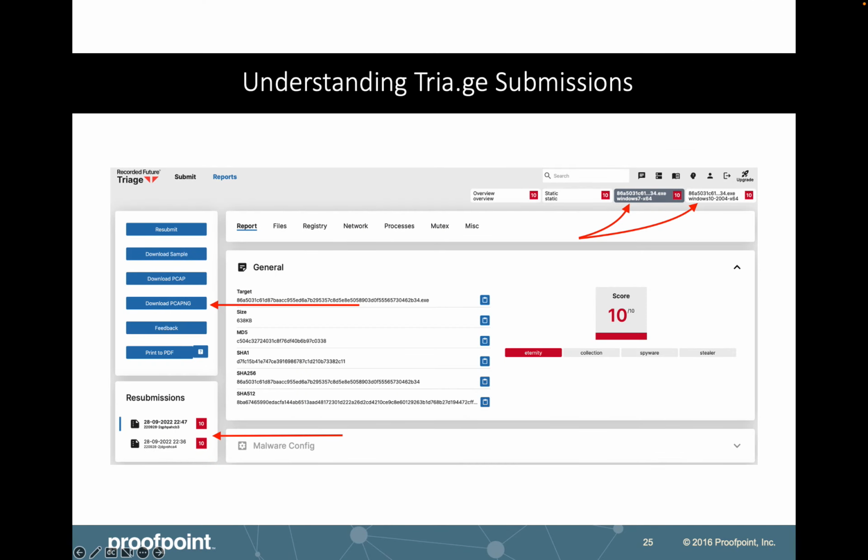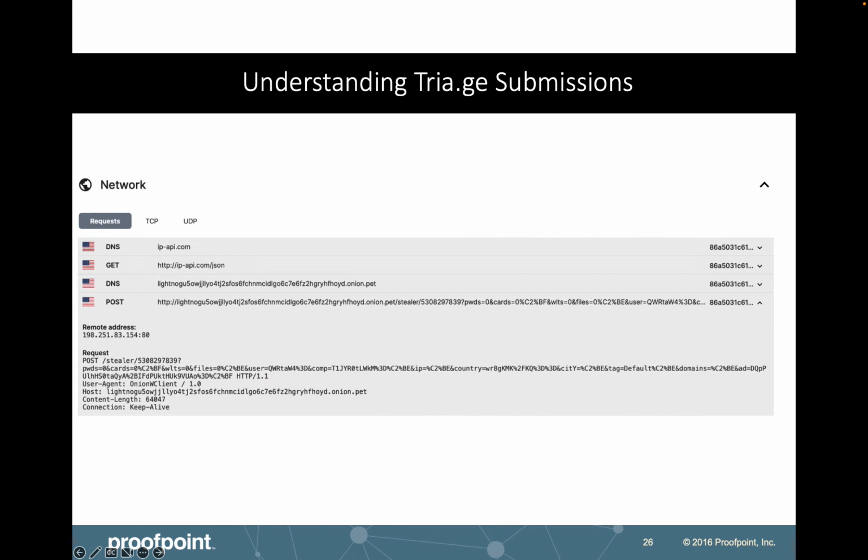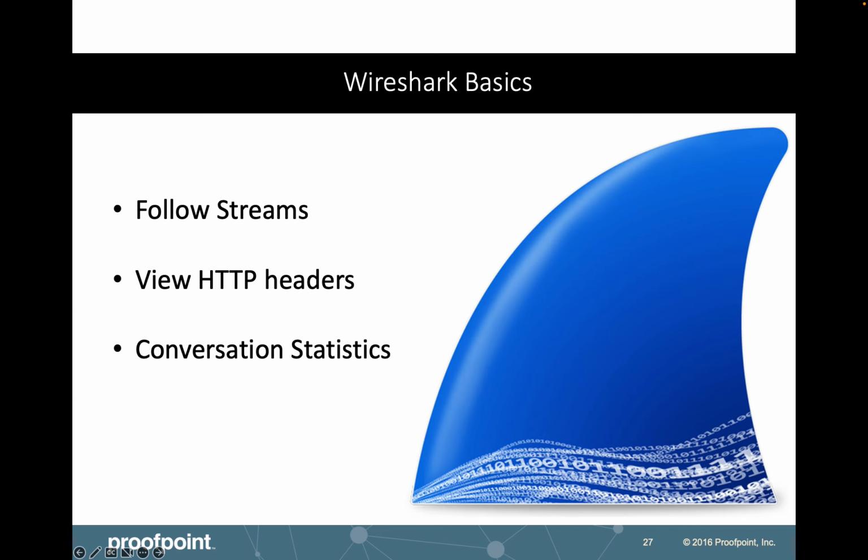So we've detonated the sample, got our PCAP, and looked at the network requests. We'll go through the Wireshark basics here that we're going to need for writing our signatures. This isn't a Wireshark course, but this is just going to be some really basic things to get some content matches for our rules.